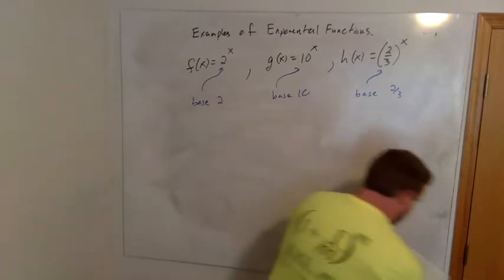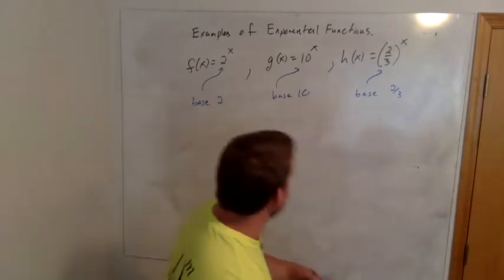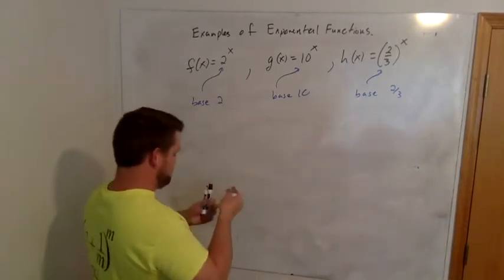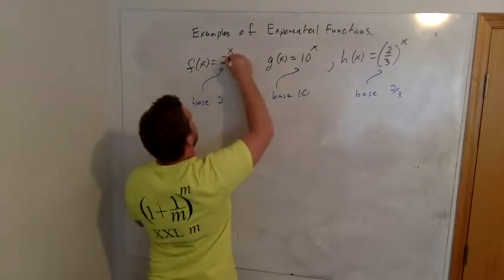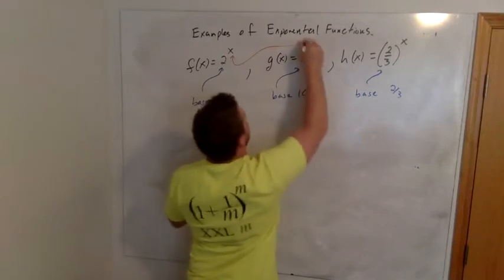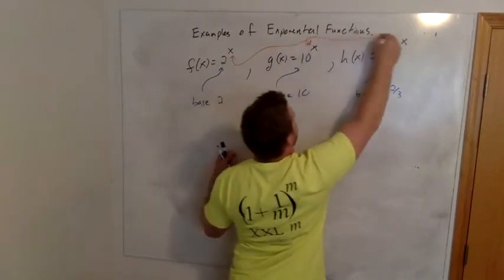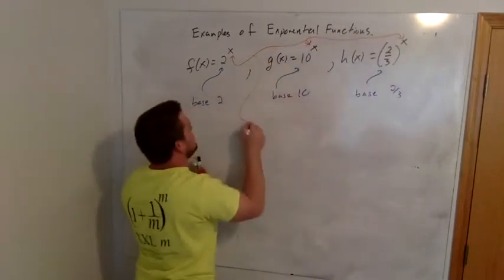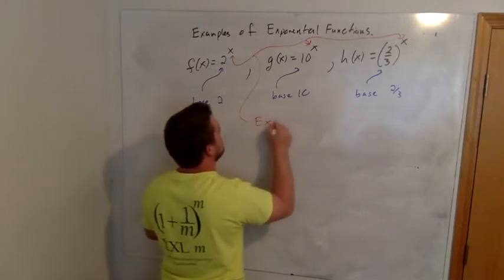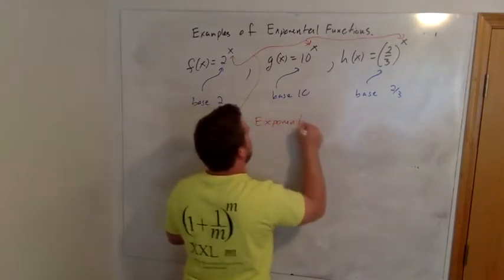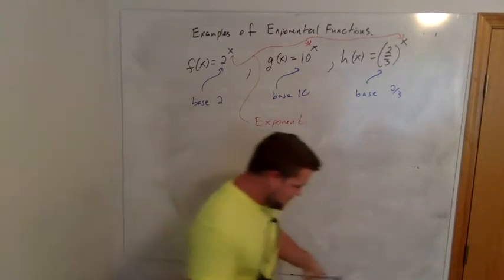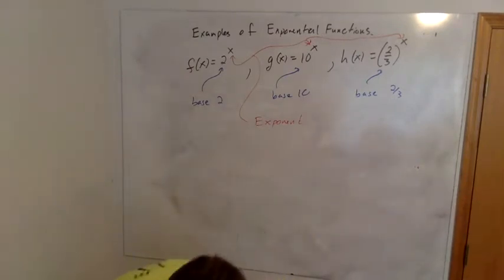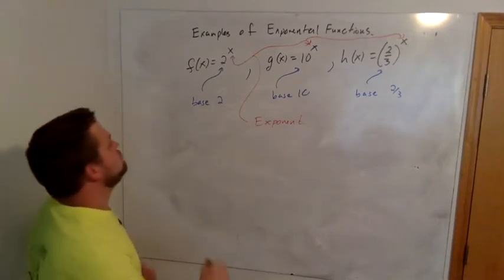And, maybe in red, what we call what it's being raised to, so let's say here, the x values here, these are all called the exponent. So there's the base and there's the exponent. Okay. So let's talk a little bit more generally about this.